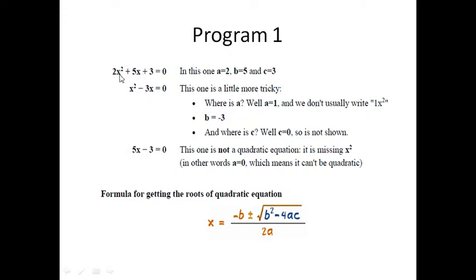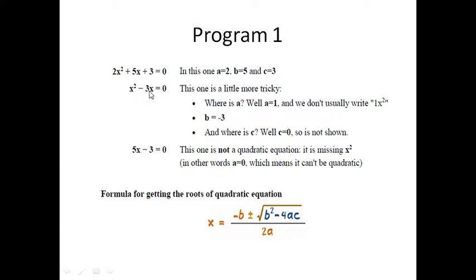Quadratic equation 2x square plus 5x plus 3 is a quadratic equation, and here a is equal to 2, b is equal to 5 and c is equal to 3. These are the coefficients. This is 2; a, b and c are the coefficients.